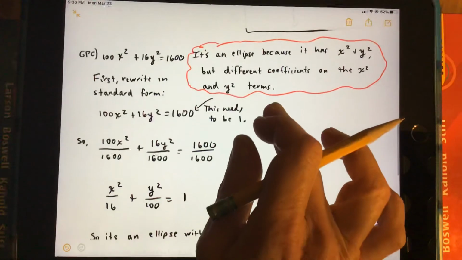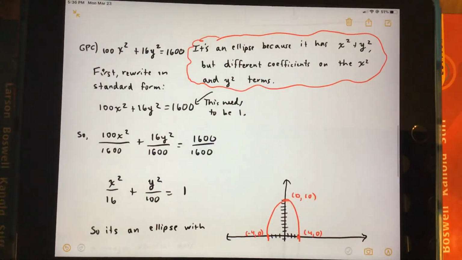Guided practice C, we can probably guess, since we've graphed a parabola already and we've already graphed a circle, you're going to probably guess our last guided practice problem will be an ellipse, and you're right. 100x squared plus 16y squared equals 1600.